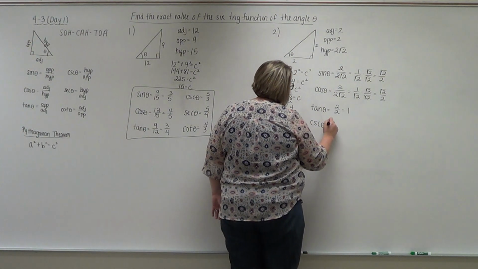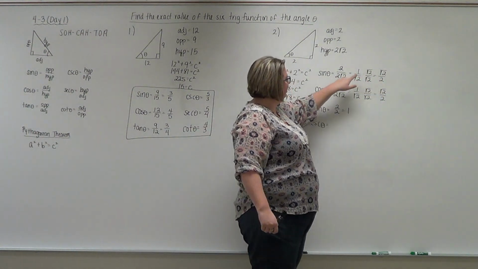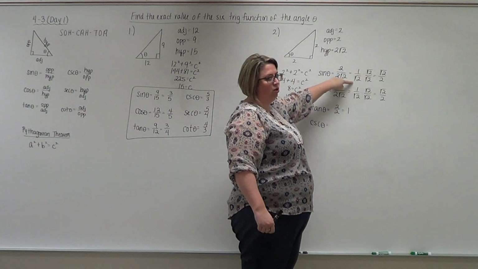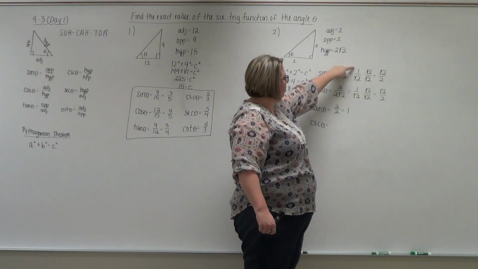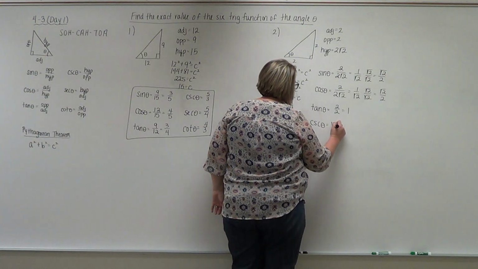Okay, cosecant, that's the reciprocal of sine. So before I rationalized, my answer to sine was 1 over square root of 2. The reciprocal of 1 over square root of 2 is square root of 2 over 1, which is the square root of 2.